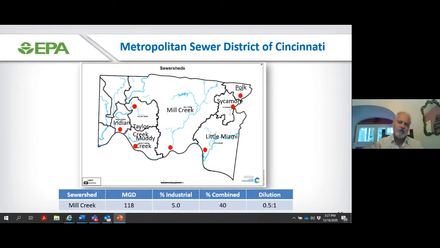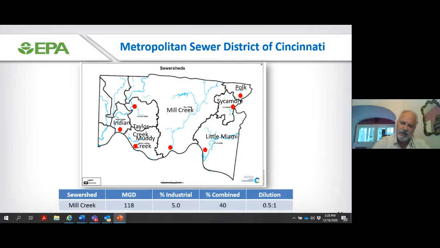The red dots are the main treatment plants, and of the two treatment plants shown, Mill Creek is the largest, and at the bottom it compares some of the characteristics of those. Mill Creek is 118 million gallons per day. It represents over 400,000 people contributing, so it's very large. It also has industrial input. It also has a large amount of combined flow, meaning that there are storm sewers, so it can be diluted, and it's variably diluted based on the amount of stormwater runoff. So it's useful to look at because it's a large footprint for the city.